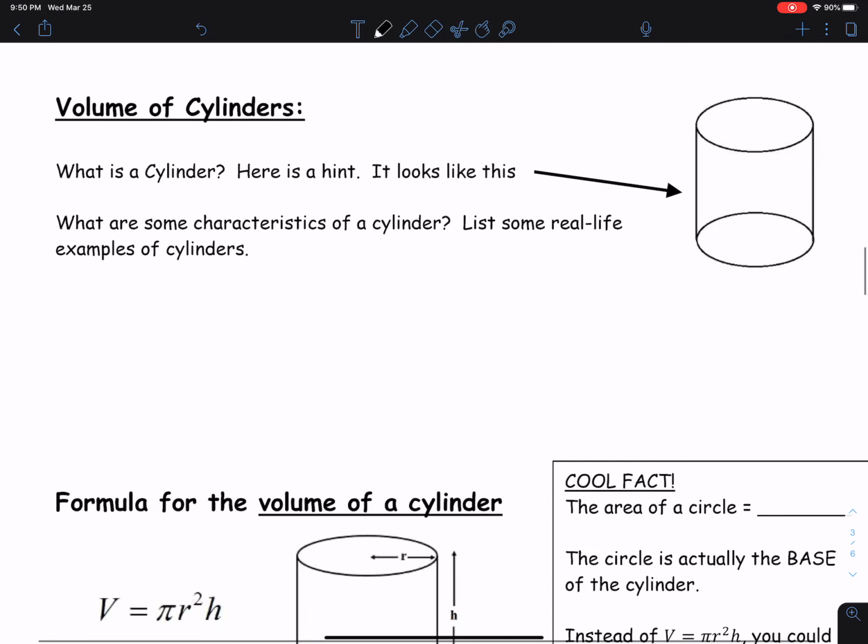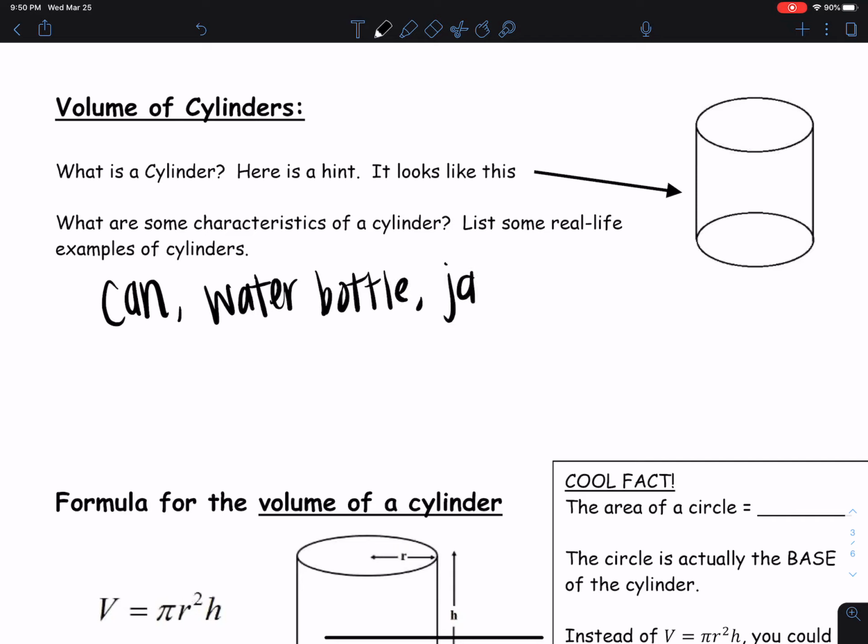The next one is the volume of a cylinder. So it says, what is a cylinder? Here's a hint. It looks like this. And then it says, what are some characteristics of a cylinder? List some real life examples of cylinders. So I want you to come up with an example of a cylinder and write it down. So the first thing that I thought of was like a can, because that's a pretty common cylinder. You could also do like a water bottle or a jar. There's lots of things that are cylinders.